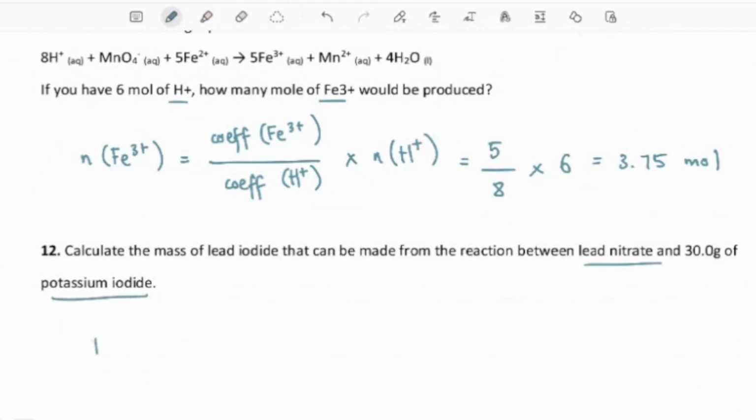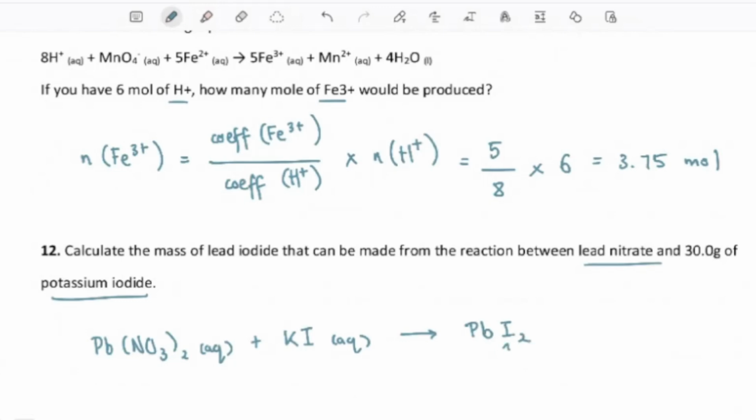So Pb(NO3)2 for this question, assuming that Pb is Pb2+, and potassium iodide, so just KI. This turns into, so we're swapping partners here, PbI2.